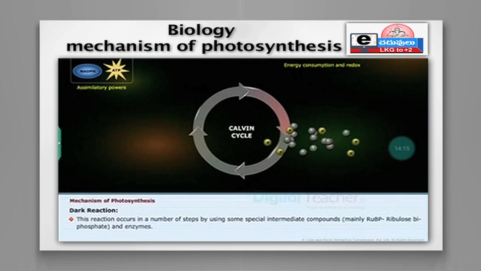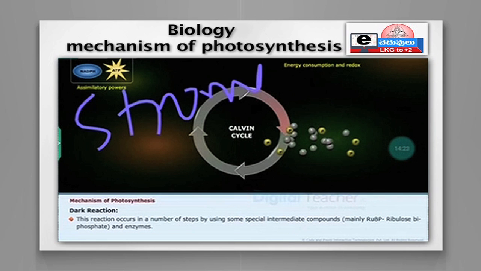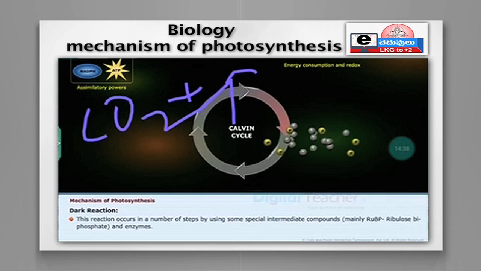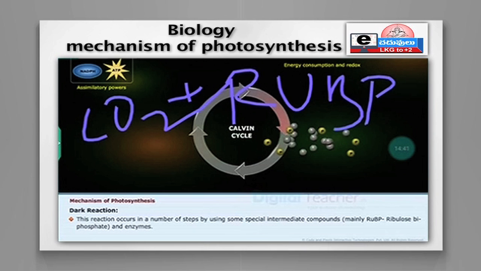This reaction takes place in the stroma part. The light reaction takes place in the grana, but this reaction takes place in which part? The stroma, the liquid fluid part. In the plant we can observe the gases, which already contain carbon dioxide. This carbon dioxide combines with a substance inside the plant called RuBP. The name is RuBP, that means ribulose bisphosphate.